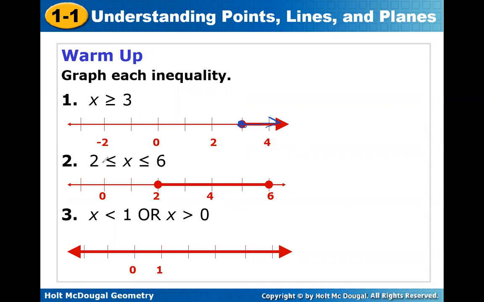And then we have x between 2 and 6, and those are both "or equal to," so 2 is less than or equal to x, which is then less than or equal to 6. So it's going to be everything in between. And x is less than 1 or x is greater than 0. Well, we actually have some kind of overlap going on here, which means we're essentially left with a line. However, we're going to go off in both directions, and you should have something like that.